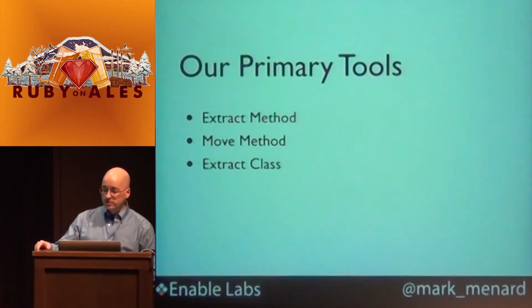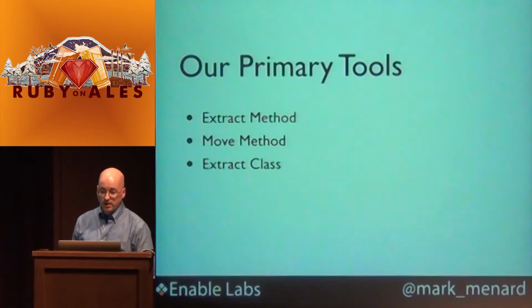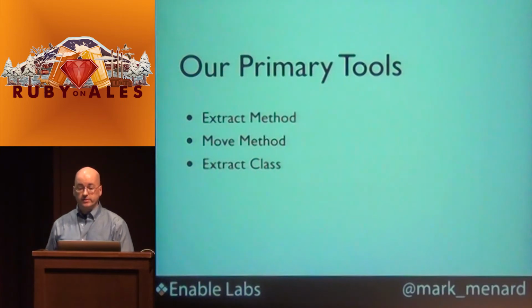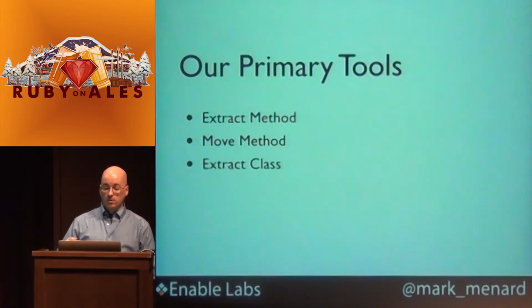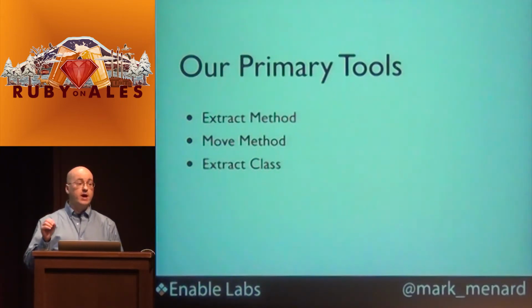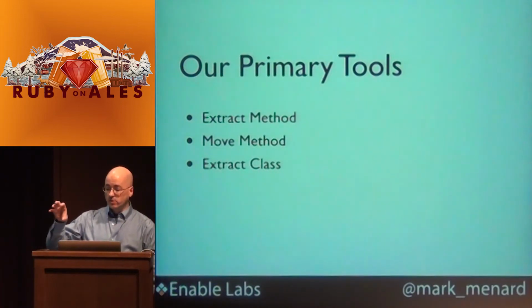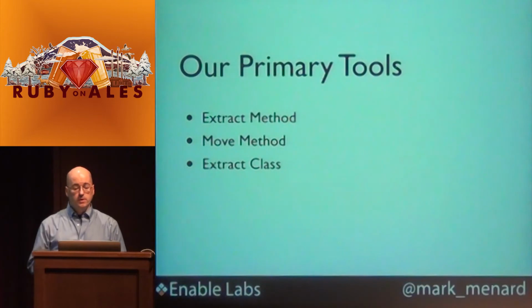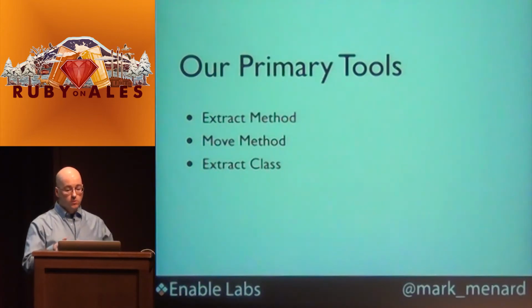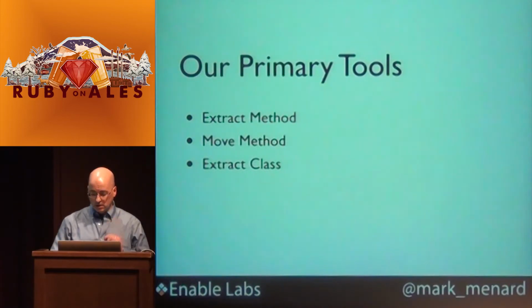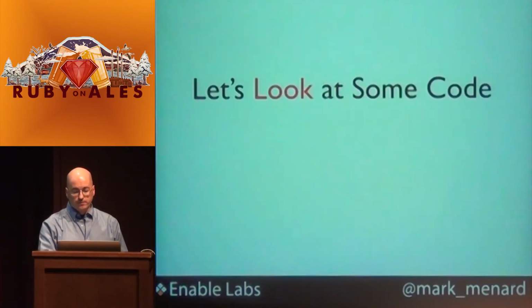Our primary tools are extract method, extract class, and move method. Longer methods are harder to understand than short methods. Most of the time, we can shorten a method by using the extract method refactoring. And once we have a set of methods that are coherent around a concept, then we look to extract those into a separate class and move the methods to the new class. And we're going to see that as we go on.